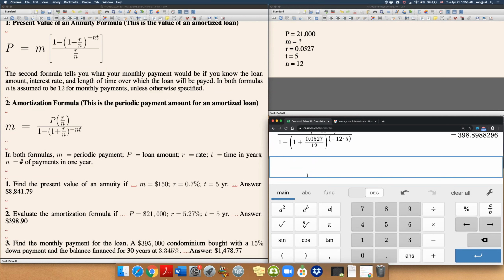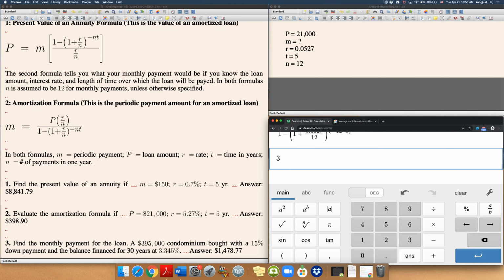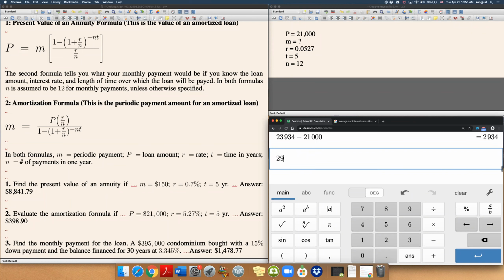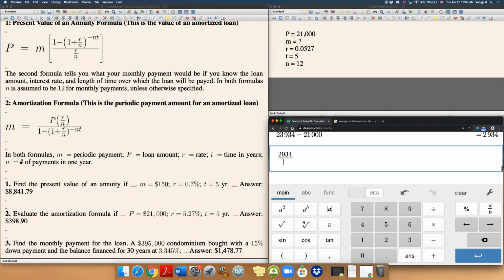Now, what does that mean in terms of how much you actually pay? Let's look into that a little bit. So 398.90, that's how much you pay per month, 12 times per year for 5 years. So overall, you pay $23,934. And that is for a car where you're taking a loan of $21,000, which means $2,934 was paid in interest.